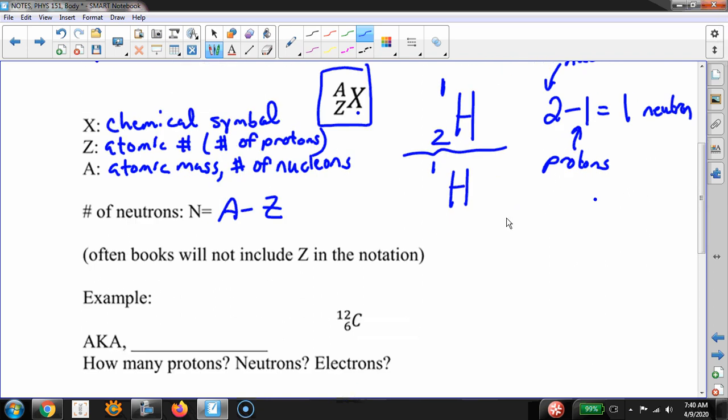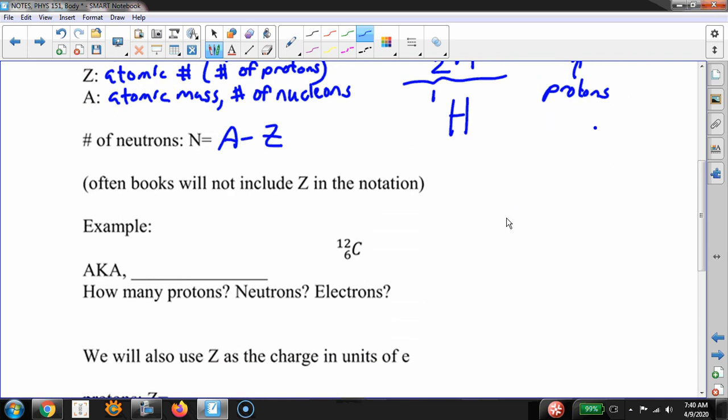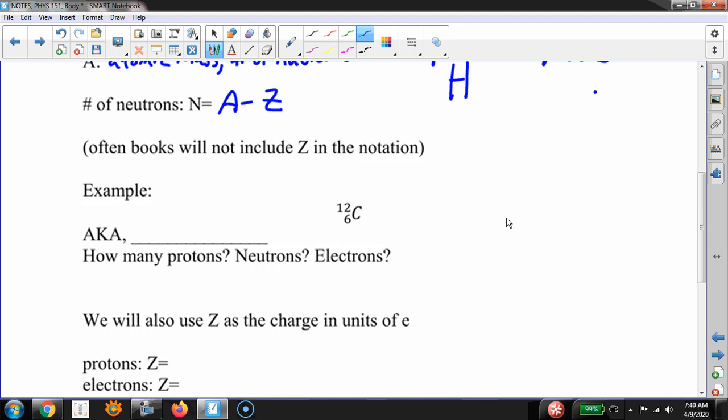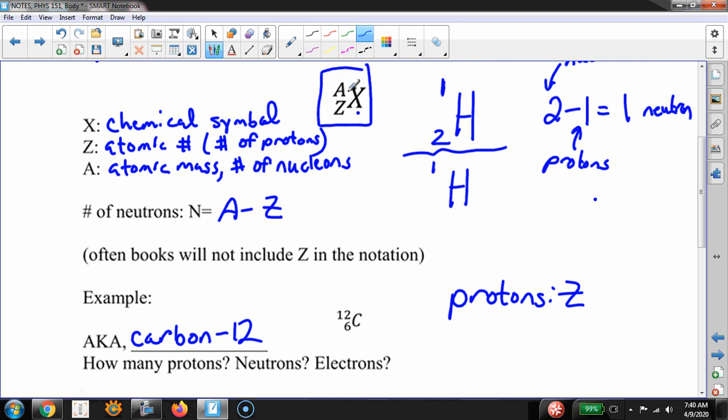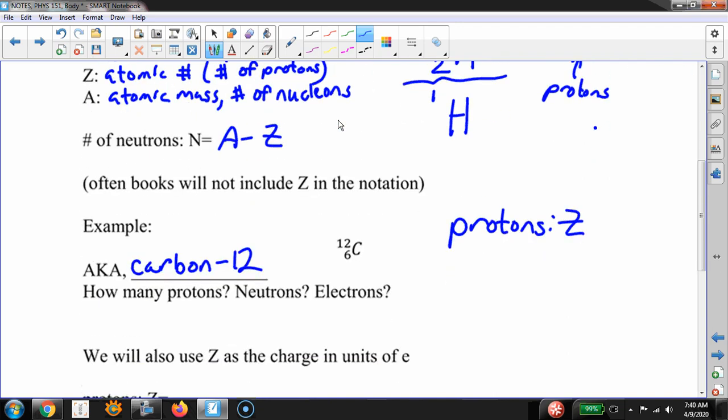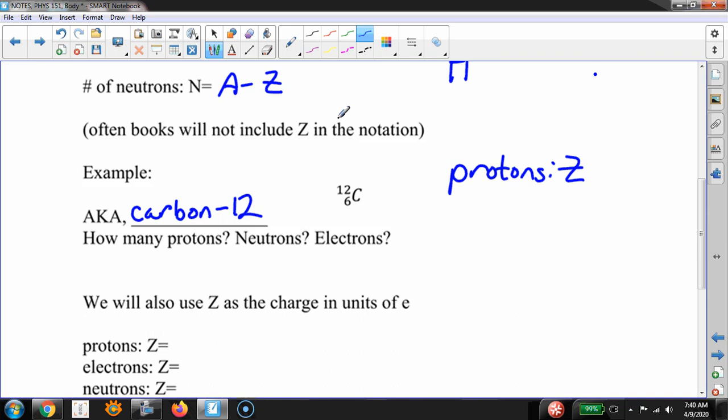Here's another example. This is carbon 12. Can you tell me how many protons, how many neutrons, how many electrons this atom has? This is carbon 12, we would call it. So how many protons does it have? Protons is the atomic number. That's Z. If we go back and look up here, Z is this bottom number right here. So it has 6 protons.